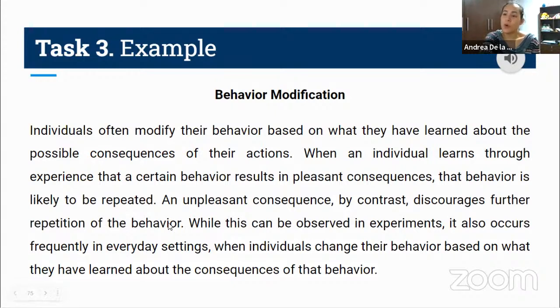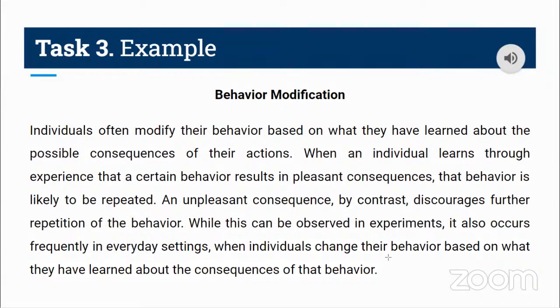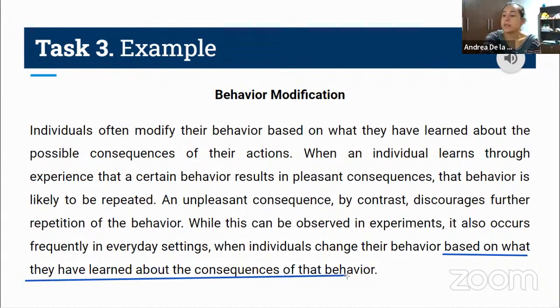Okay, guys. So what is behavior modification according to this text? Where is the definition? Could be the last sentence. Behavior based on what they have learned about the consequence of the behavior. Exactly it. Well done, Luis. So yes, it says behavior modification occurs when individuals change their behavior based on what they have learned about the consequences of that behavior. Exactly.